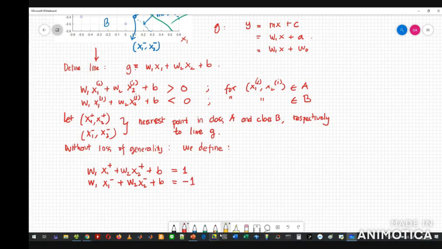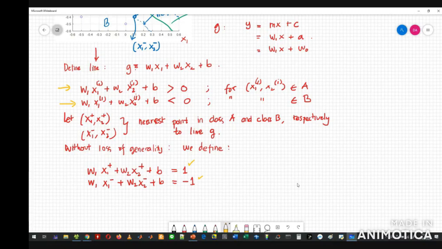And so this one is for every point in A, and this one is every point in B. But the nearest point for x1 and x2 plus resulted in 1, and the nearest point in B resulted in minus 1.